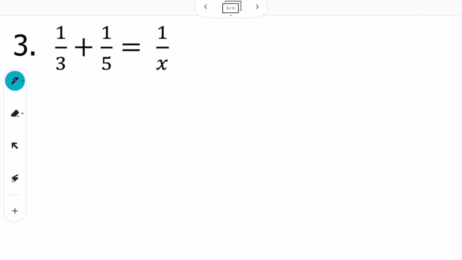And 1/3, I can make the denominator 15 if I multiply the whole fraction by 5/5. That will give me a 15 on bottom. And I'm going to multiply the second fraction by 3/3 because that will also give me the 15 on bottom that I wanted. And we've got 1/x on the right. Let me simplify these and show you what I mean.